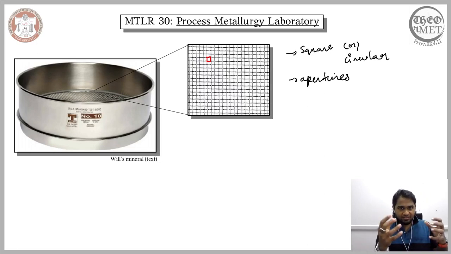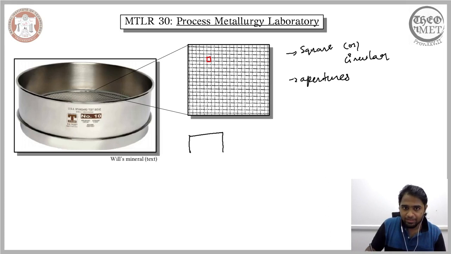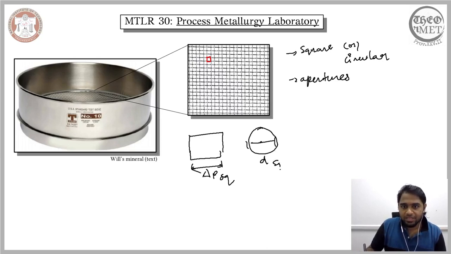So in sieve analysis, we have sieves, and each sieve comprises a characteristic mesh. This mesh can be circular or square, and even between two square meshes, a distinguishing feature can be the size of these openings, which is referred to as aperture. The way we measure the aperture, in case of a square mesh, is the length of each side. In case of a circular mesh, the diameter would be the size of the aperture.